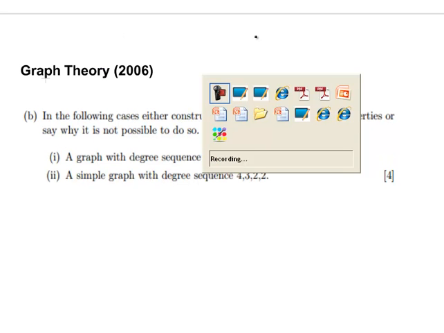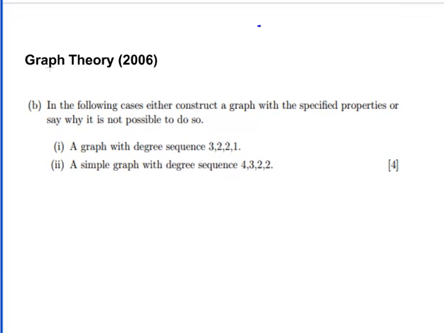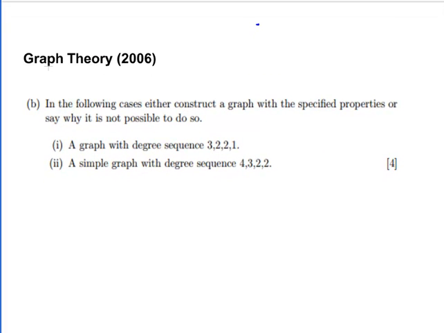First off, what we're going to do here is determine whether or not it has a viable degree sequence. So we're going to add up the degree sequence and check that it's an even number. So 3 plus 2 plus 2 plus 1 is equal to 8. Viable. As long as the sum of the degree sequence is an even number, then it is viable. So let's try this out.